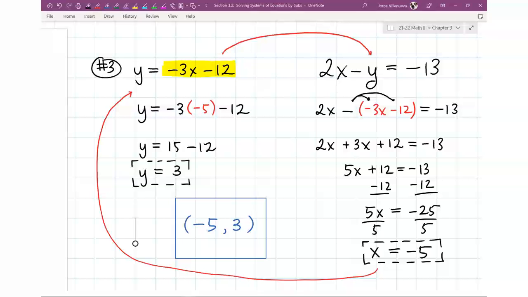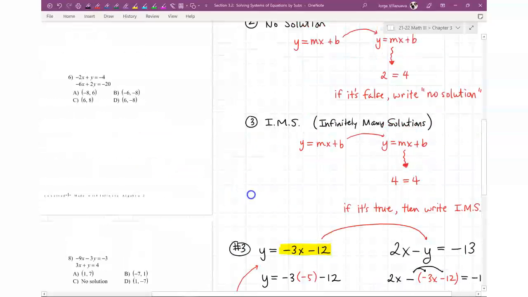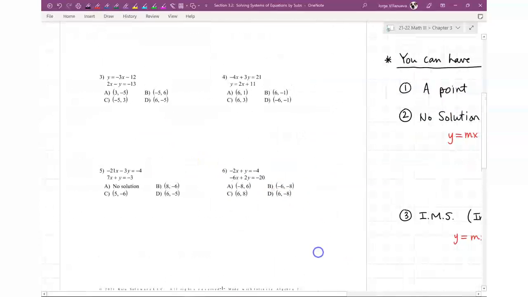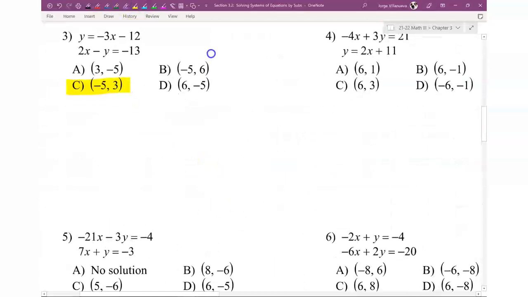Now, if we go over to number 3, just so we can see our answer here, negative 5, 3, it's right there. Negative 5, 3. That's my answer. Now, this one's considered a medium difficulty problem. The reason is one of the equations was already solved for us.